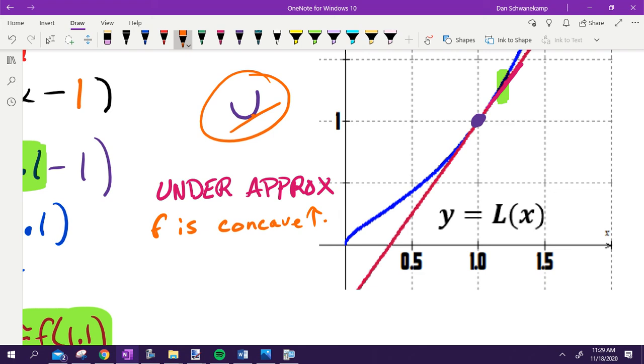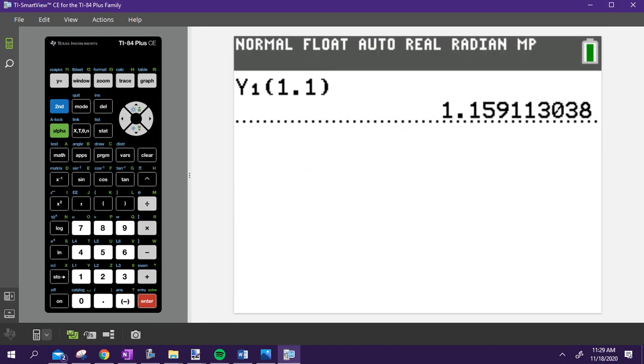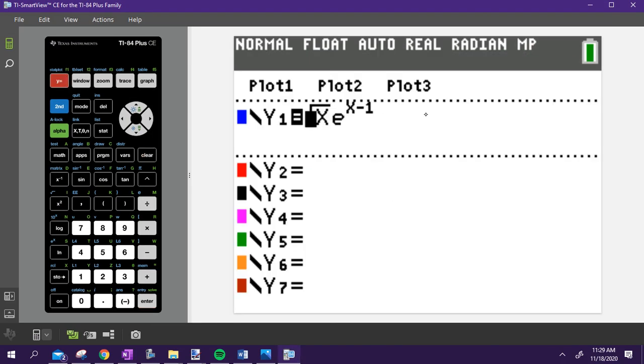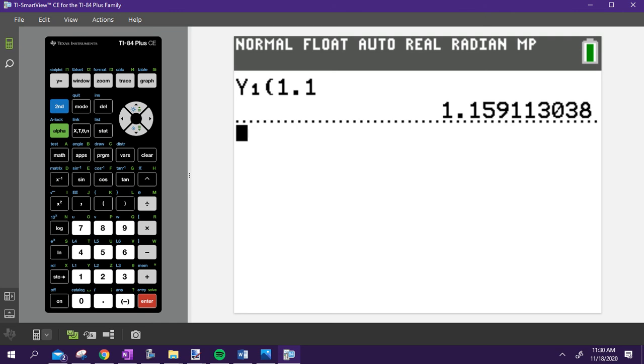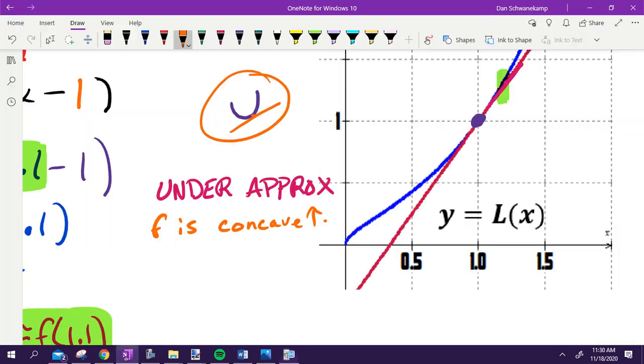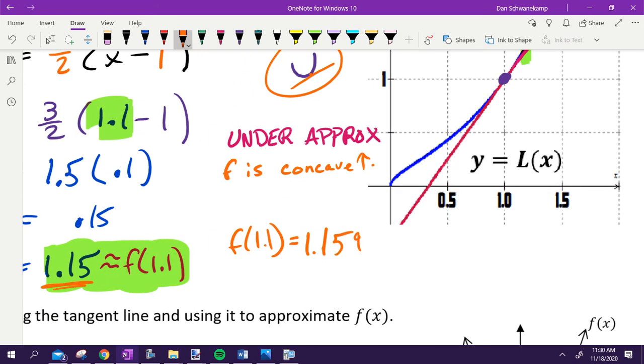Make sense? If I were to actually do this in my calculator, here it is, my y equals, I typed in my equation. If I were to plug in 1.1, I get 1.159. That is what f of 1.1 actually is. Oh yeah, that's pretty close. We said it was 1.15, it was 1.159. And what's true about the answer we got approximating? It's below. It's less than what the actual answer was. So it just kind of proves what we said. Makes sense on the first one.